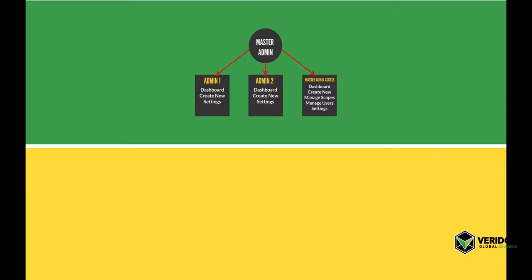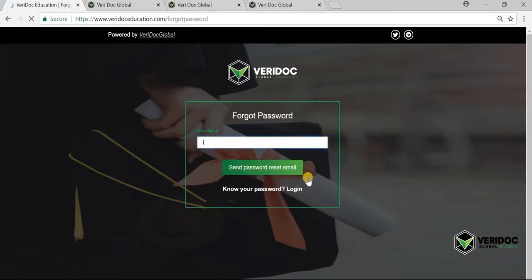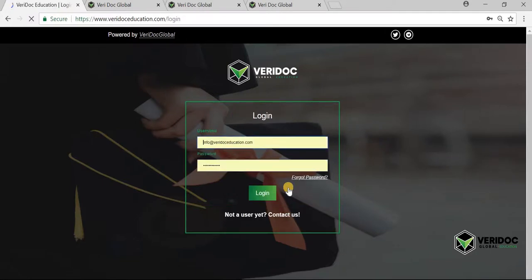But first, let's look at this flow that shows how VeriDoc is responsible for creating a number of Master Admin accounts, and then each Master Admin account is managing their admins locally. Let's go back to our web interface. Here you can see Forgot Password takes the user to Password Reset screen, where user can add their email to receive a password reset web URL, or they can go back to Login area by pressing Know Your Password, Login.